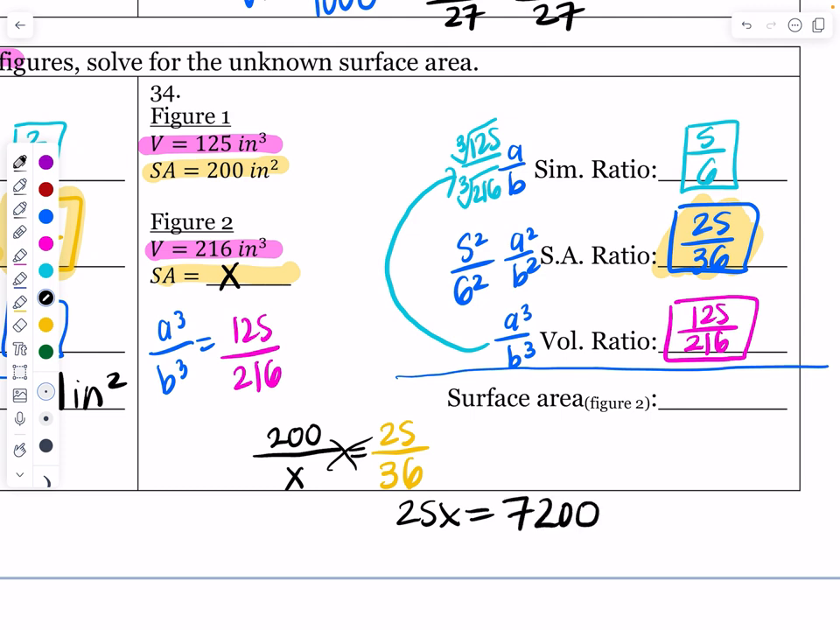And so when I cross multiply and divide by 25, I'm going to get a surface area of 288. So what do I fill in for my units? That is going to be inches squared. So we just had to decide which of these 3 ratios I needed. Because I was working with surface area, that's level 2, which is 25 over 36. Set it equal to 200 over x and cross multiply.